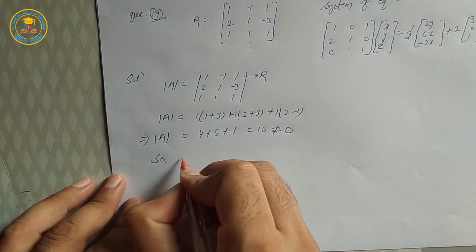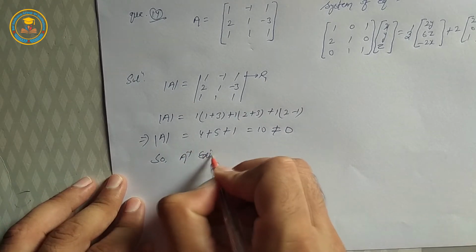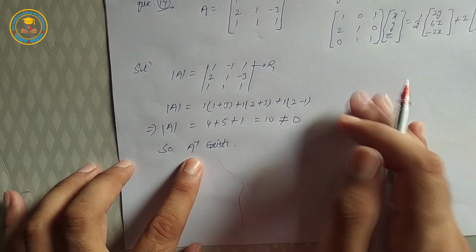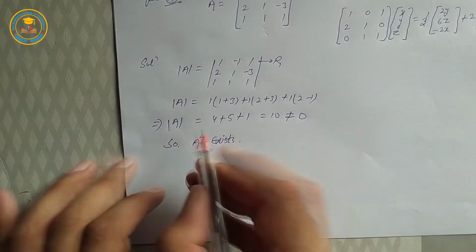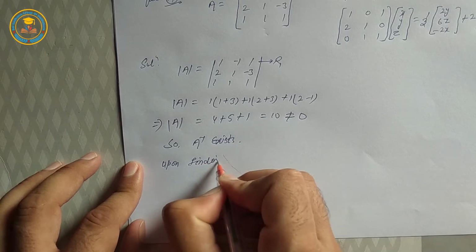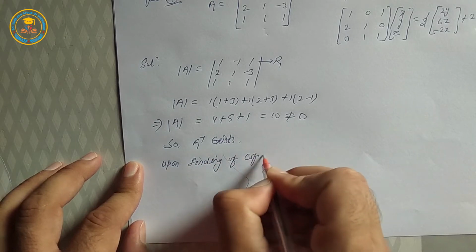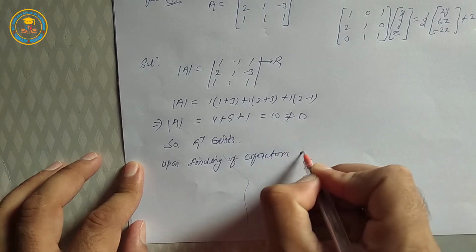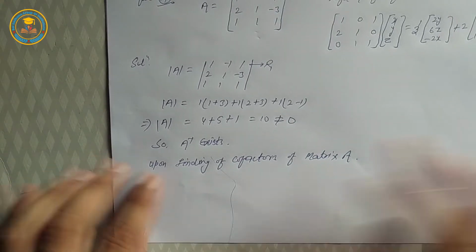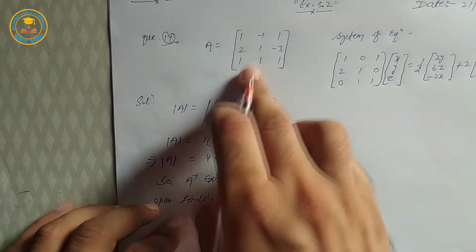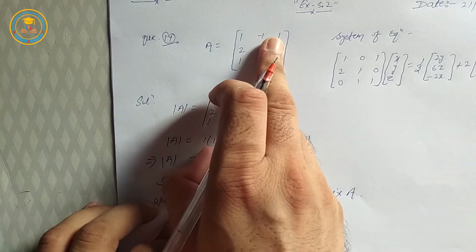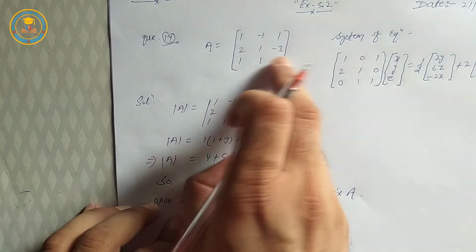So A inverse exists. A inverse is equal to adjoint A upon determinant A. For this, we first find the cofactors of matrix A: the cofactor of element 1, of element minus 1, of element 1, and similarly for the remaining rows 2 1 minus 3 and 1 1 1.